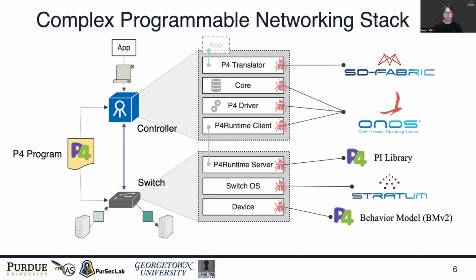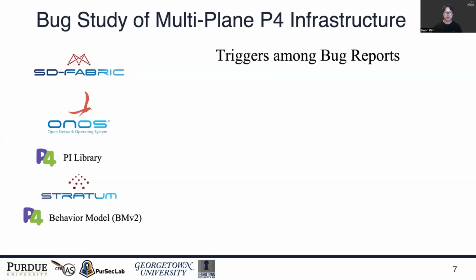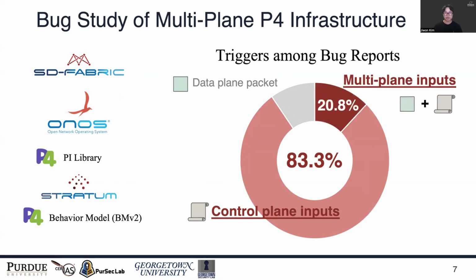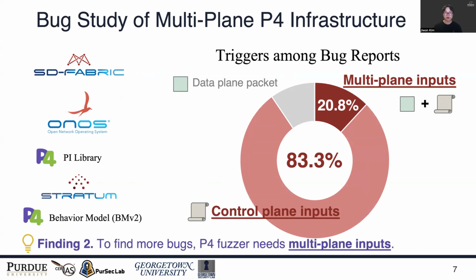To better understand the bug reports on the complex stack, we selected 5 open source projects for each layer. Then we analyzed bug reports based on bug triggers. As a result, 83.3% of bugs are triggered by control plane inputs. Additionally, a non-negligible 20.8% of bugs are caused by multi-plane inputs simultaneously. Therefore, to trigger more bugs, a P4 testing tool needs to provide multi-plane inputs at the same time.